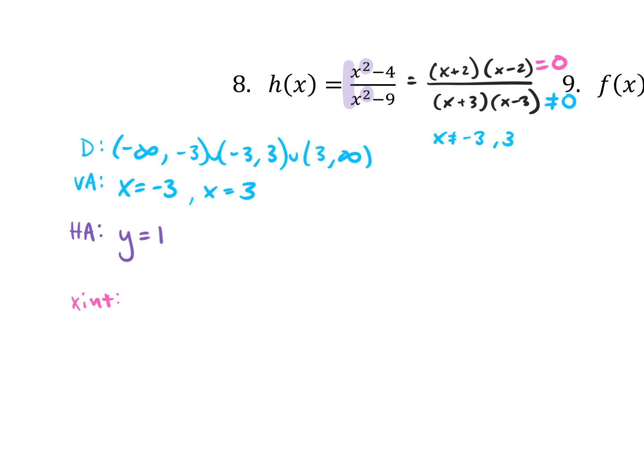And then how do we find our x-intercept? Set the numerator equal to 0. So our x-intercept, I'm going to write as a coordinate point. We would get x equals -2 and +2. So -2 comma 0, bless you, and 2 comma 0.